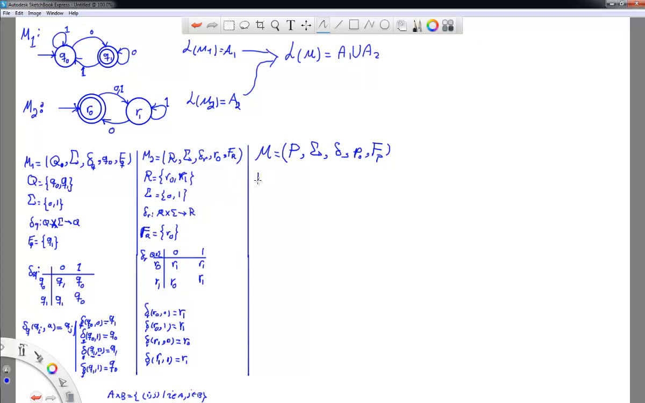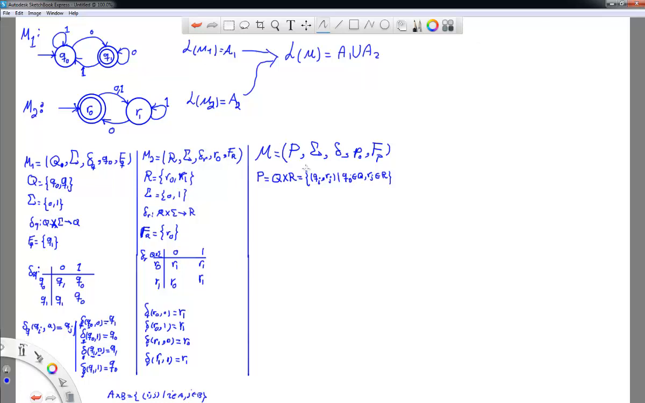Therefore, if I make the set of states P here to be the cross product of Q and R, then each member of this set is going to be two elements, Q sub i and R sub j, such that Q sub i belongs to Q and R sub j belongs to R. This Cartesian product is my way of accessing both states of both machines at the same time.